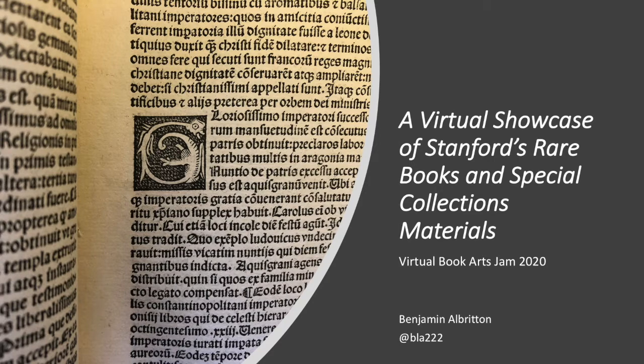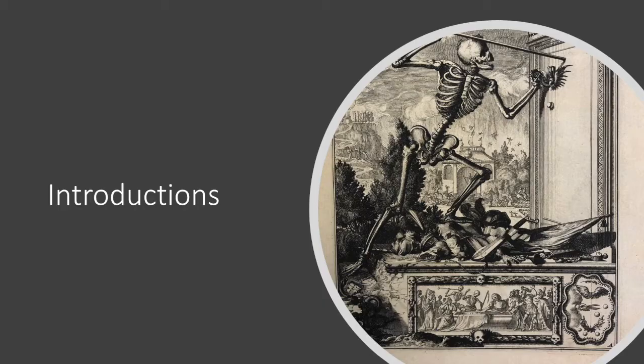I'm Ben Albritton. I'm the Rare Books Curator at Stanford Libraries and Special Collections. In normal times, we would invite you all into Special Collections to look at these materials in person. But what I'll try to do today is give you a brief overview of some of the types of book arts related materials that we have here, and hope that they'll serve as a teaser to bring you in and see these materials in person when we're finally able to.